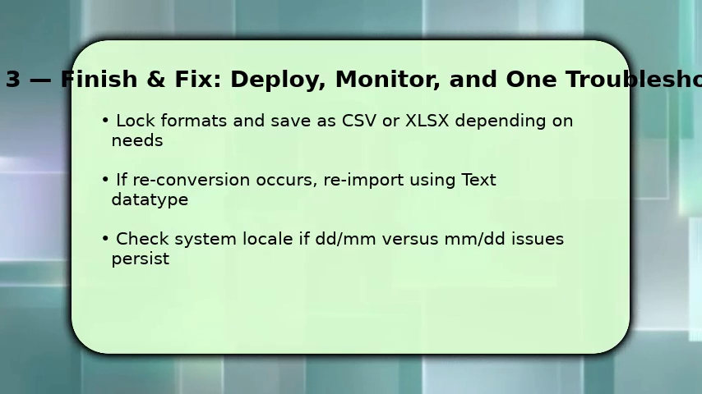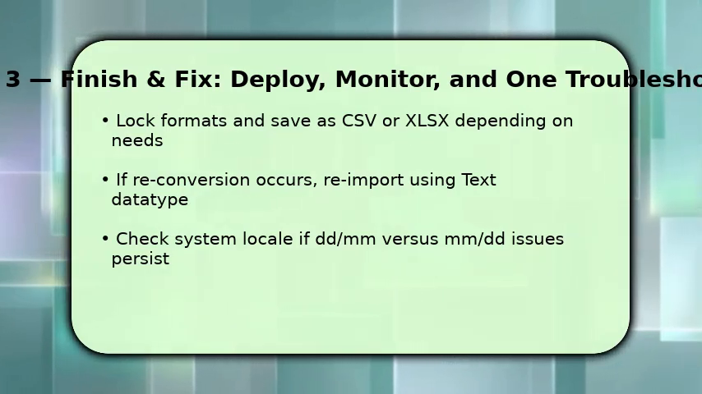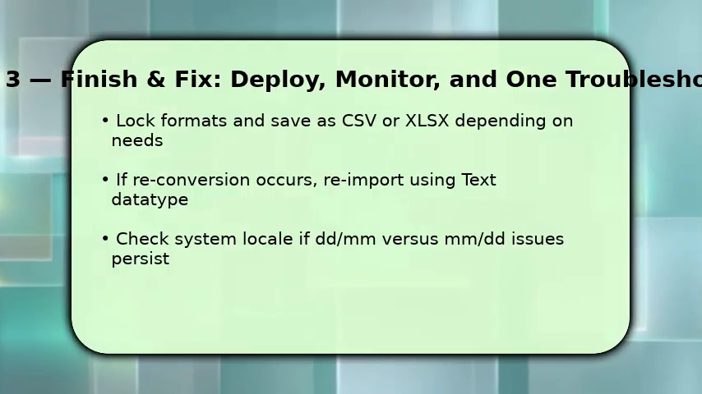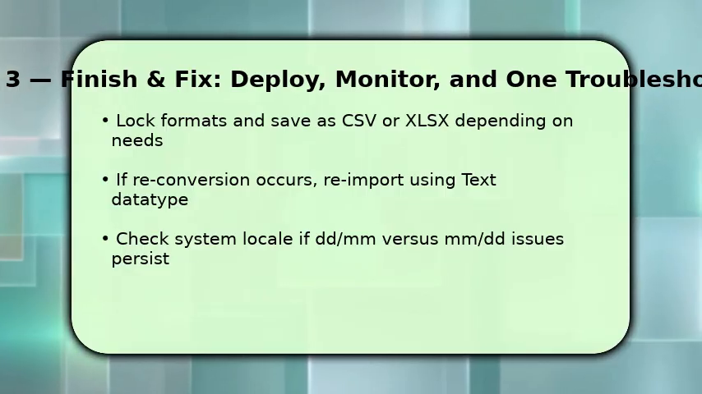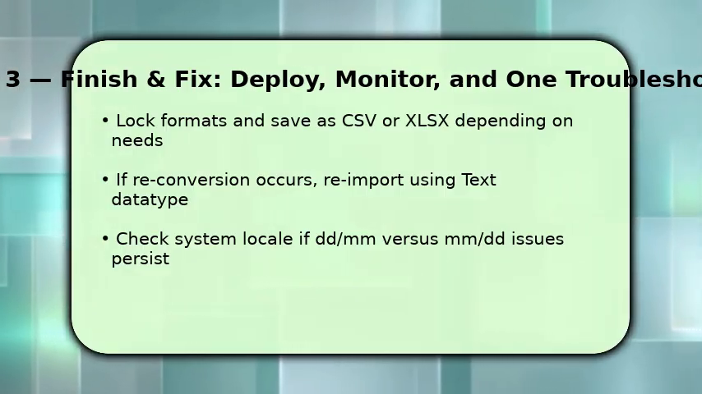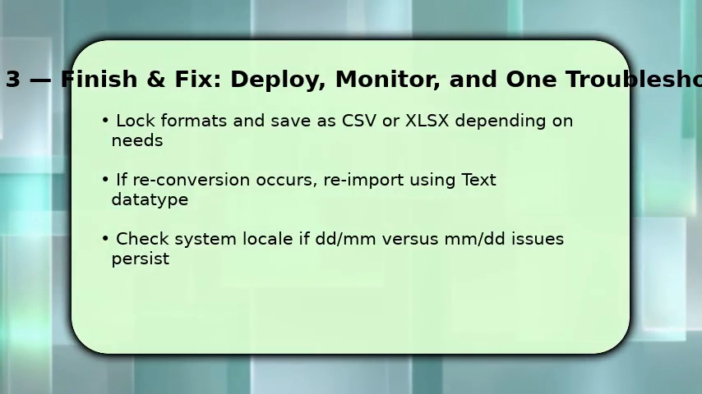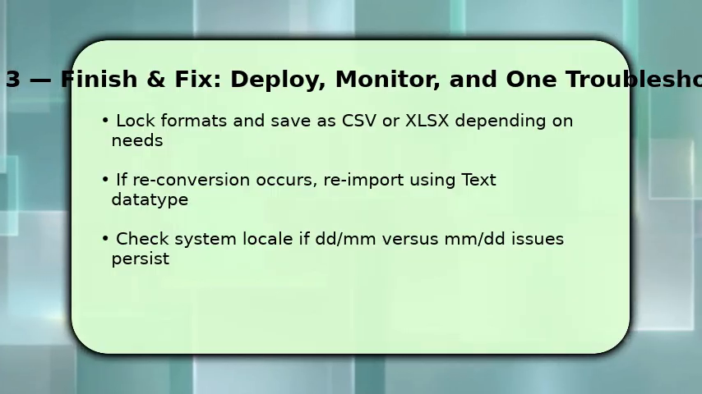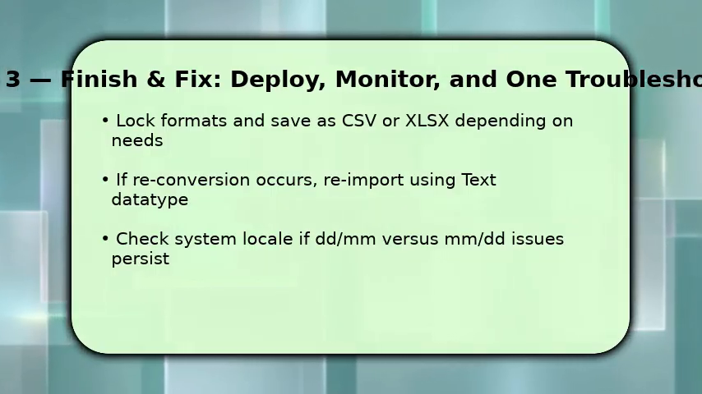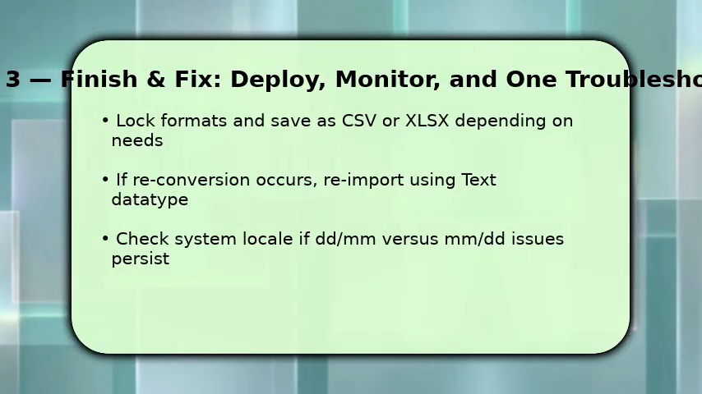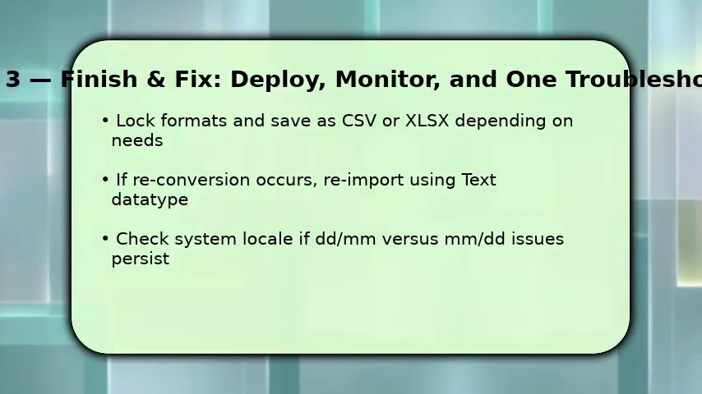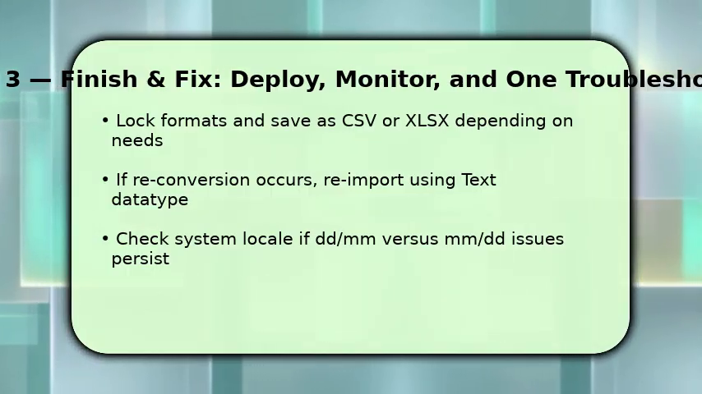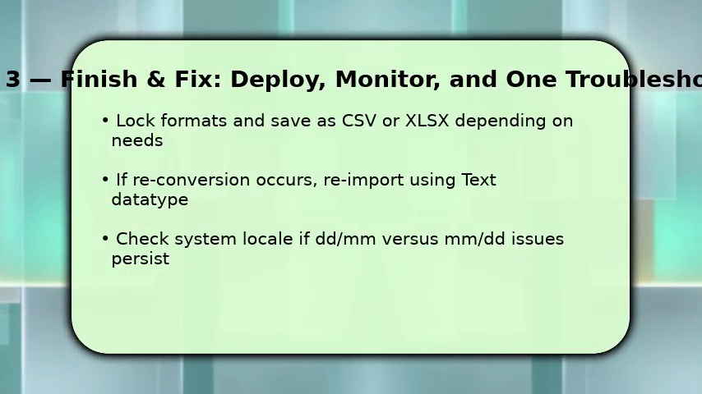To finish, make sure your workbook maintains the text format. Verify column formatting as text, then save in a format that preserves cell types, like XLSX. CSV will flatten types back to text, but may be reinterpreted by other programs. If Excel reconverts later, re-import the data and explicitly mark those fields as text in the import steps. If date order is wrong, check your system locale and Excel's regional settings, because differences in day-month ordering cause misinterpretation.